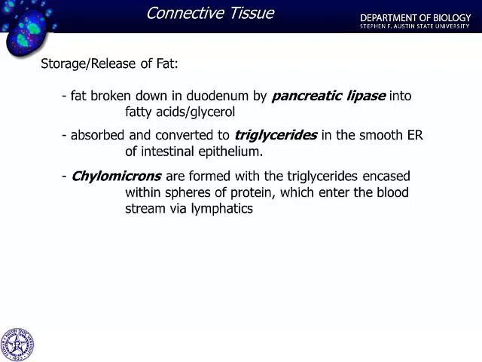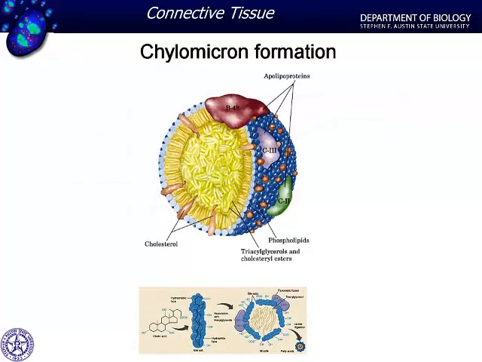So these are going to be packaged into phospholipid spheres that contain a core of triglycerides and cholesterols, and these are called chylomicrons. In physiology, we learned about the lipoproteins, and these are going to be a type of lipoprotein, this transport vesicle type structure that's used to transport triglycerides. And again, you're going to be familiar with this from physiology. Chylomicrons are a type of lipoprotein, just like the low-density lipoproteins and the high-density lipoproteins that we talked about.